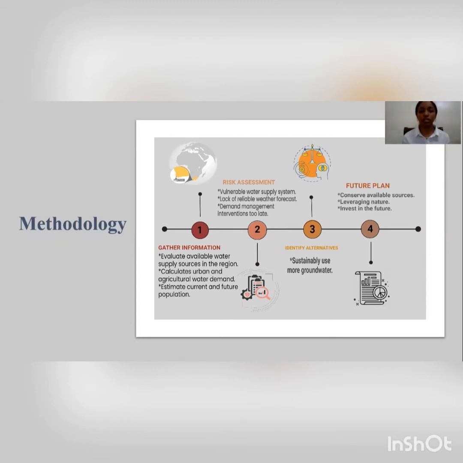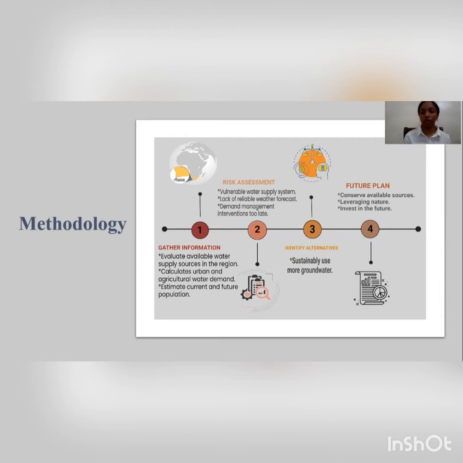One of the main reasons that the water crisis happened in Cape Town is because they depend on one water supply system, which is the surface water, and they don't even have a reliable weather forecast, so they were not able to foresee the lack of the rainfall that will happen in the further years, so they didn't store enough water for that. In the third stage, we identified alternatives.